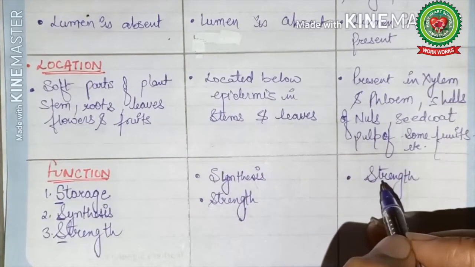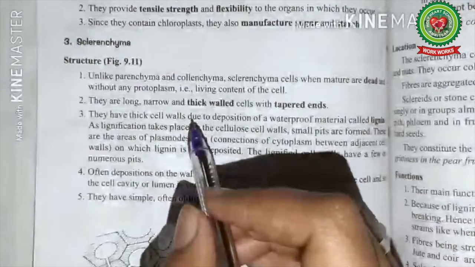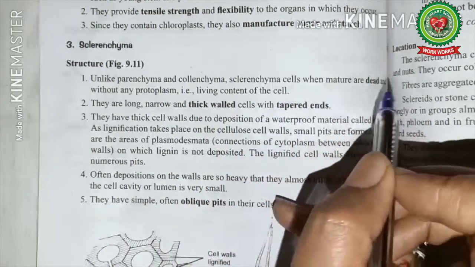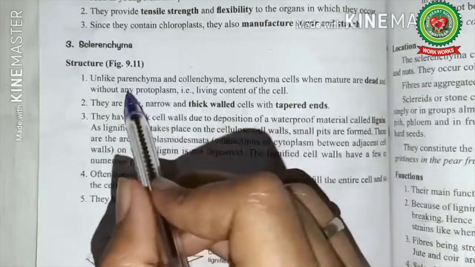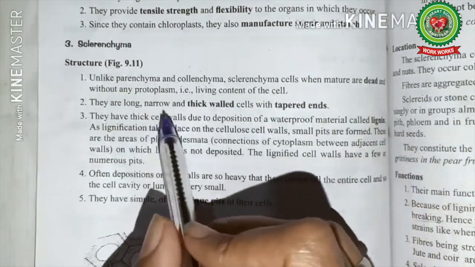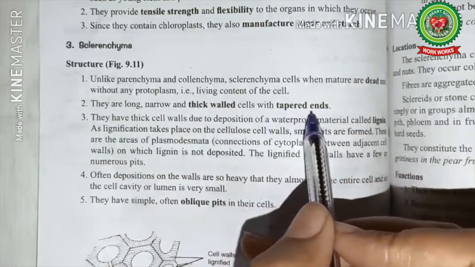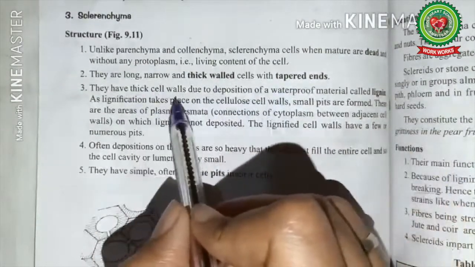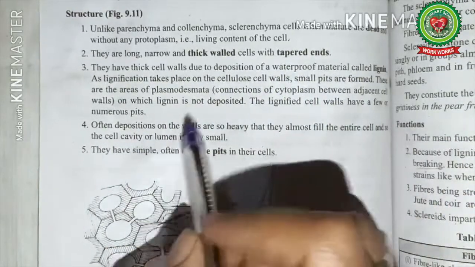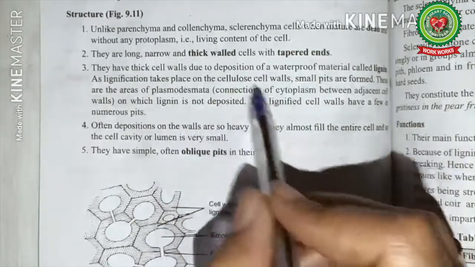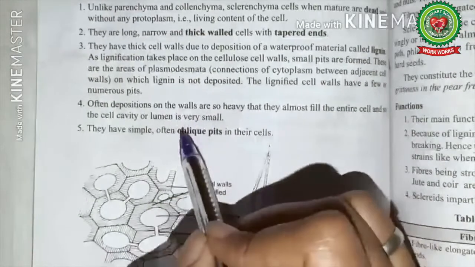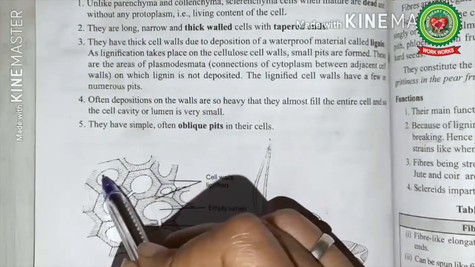Now come to the page number 338 of your book. Here, unlike parenchyma and collenchyma, sclerenchyma cells when mature are dead and are without any protoplasm. We have already discussed that protoplasm is the living content of the cell. They are long, narrow, thick-walled cells with tapered ends. They have thick cell wall, that is due to the deposition of lignin. Due to the deposition of lignin only, the cell walls are so heavy that they almost cover full space and there is small lumen. Lumen is the cavity present in the center of cell.